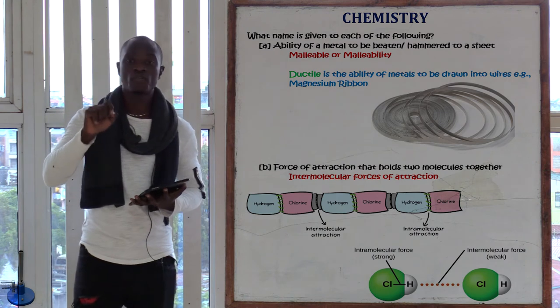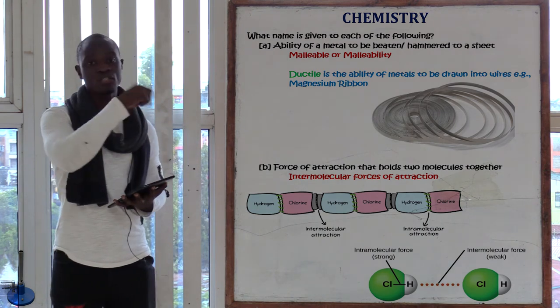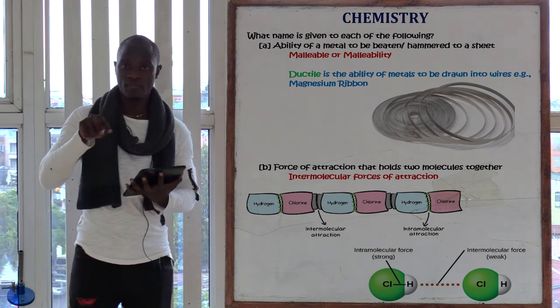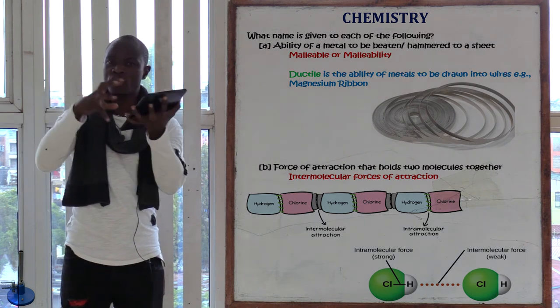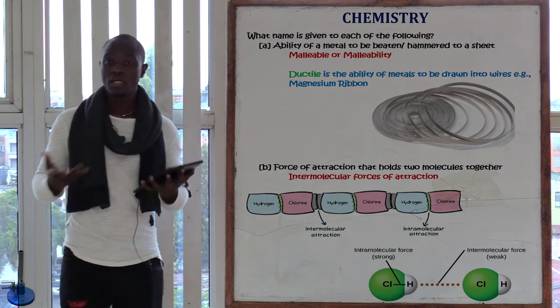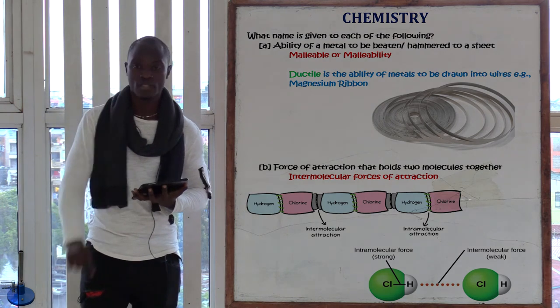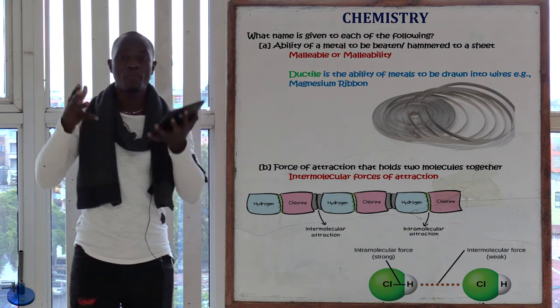What is the name given to these forces which hold these molecules together? Because we see, for example, for oxygen, which is O2, it means that we have one oxygen bonded to another oxygen. So this force which holds one oxygen with another oxygen, that force of attraction is called what? That force of attraction is called intermolecular force. So intermolecular force is the force which makes up the bond.